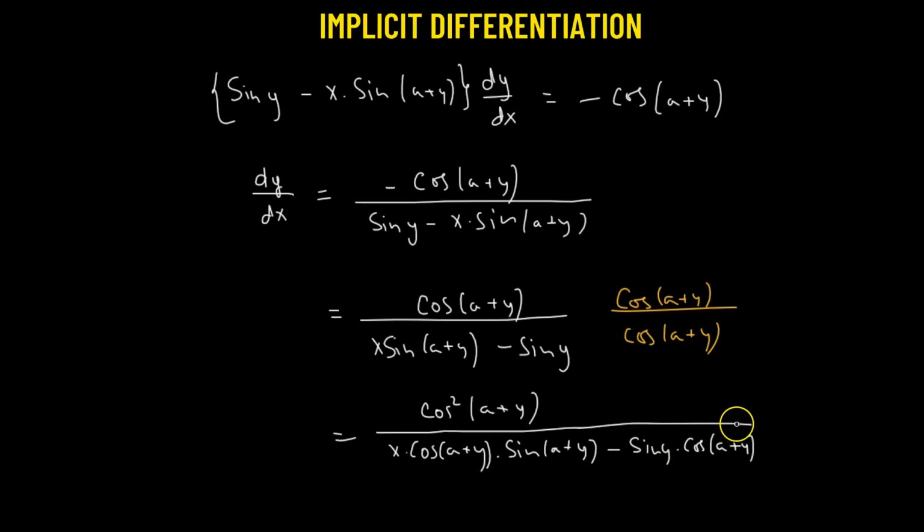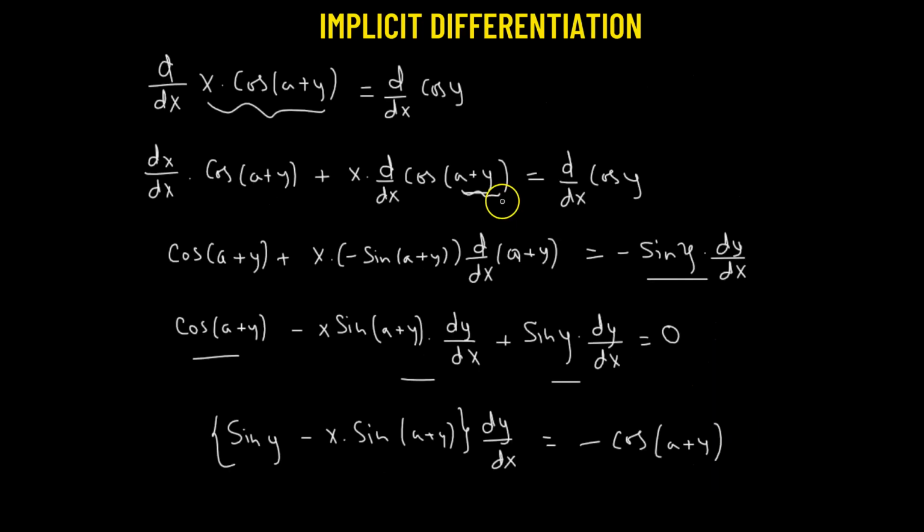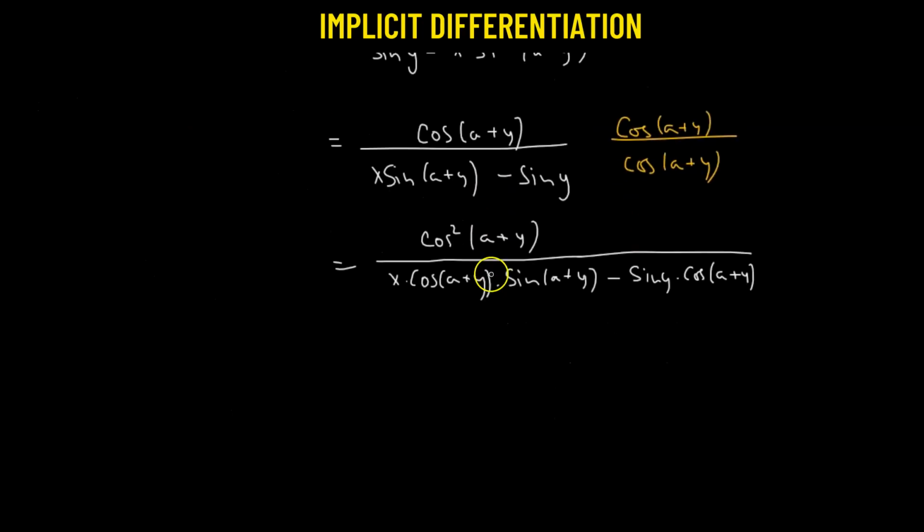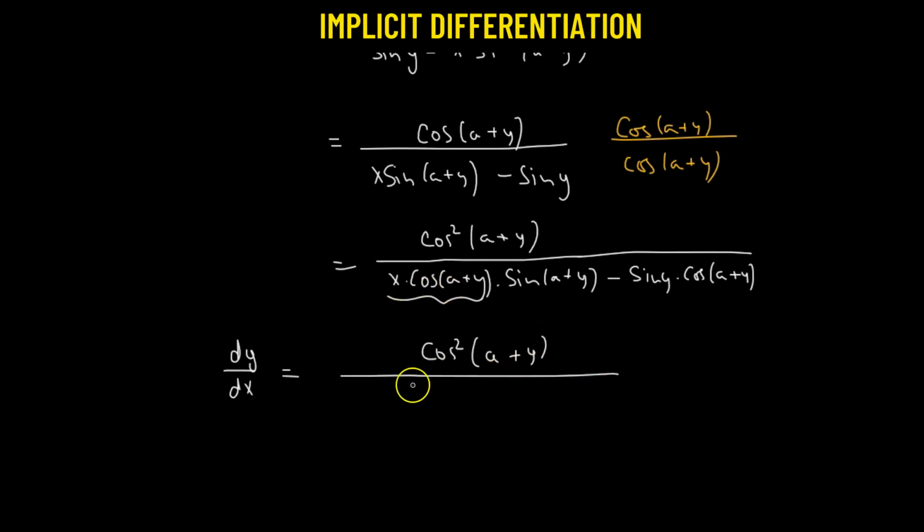Right. Now if we go back to our original equation number 1, here we have x times cosine of (a plus y) given by cosine of y. So here we can replace this with cosine of y, such that the derivative of y with respect to x will be now given by cosine squared of (a plus y) whole thing divided by, so this will get replaced with cosine y. So we have cosine of y multiplied by sine of (a plus y) minus sine of y multiplied by cosine of (a plus y).